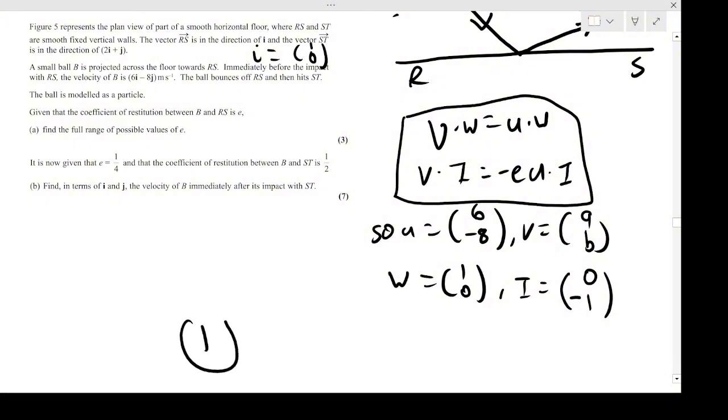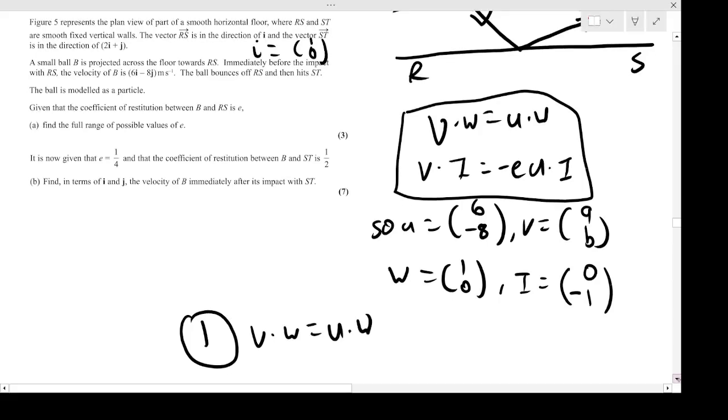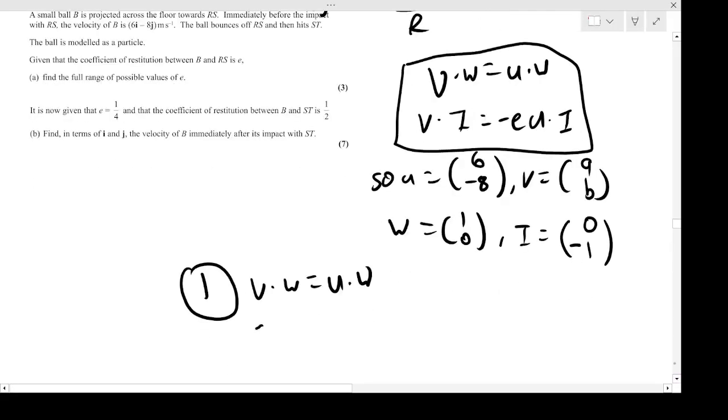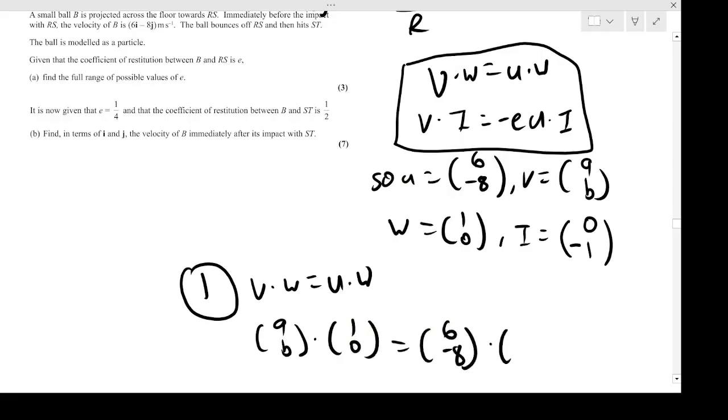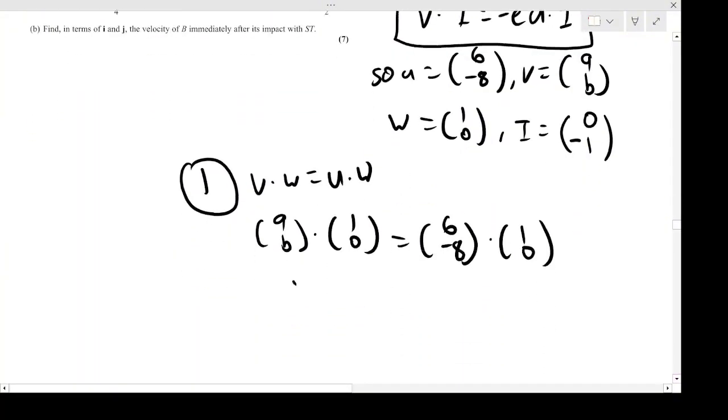So firstly, v dot w is u dot w. Well, in this case, that's going to be AB for V, dotted with 1, 0 for W, is going to be 6 minus 8 for U, dotted with 1, 0. And so that'll get me A is equal to 6, quite nicely. Okay, and there we are.